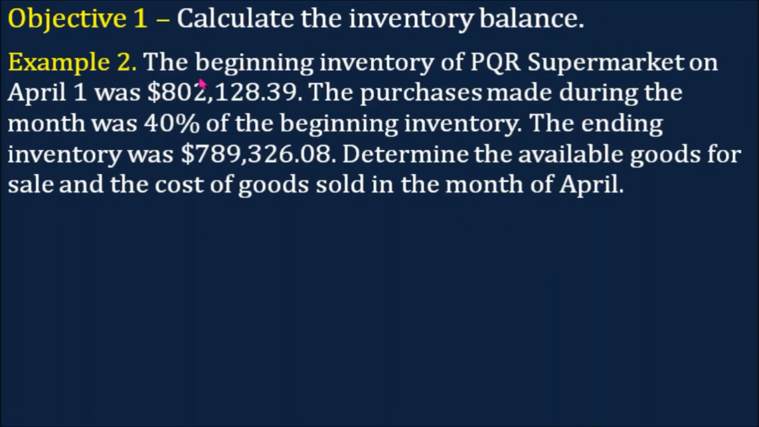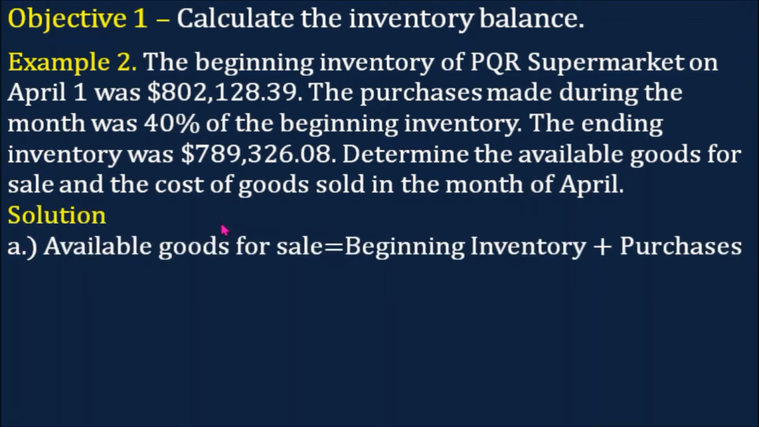Example number 2. The beginning inventory of PQR Supermarket on April 1 was $802,128.39. The purchases made during the month was 40% of the beginning inventory. The ending inventory was $789,326.08. Determine the available goods for sale and the cost of goods sold in the month of April. So this is our formula.